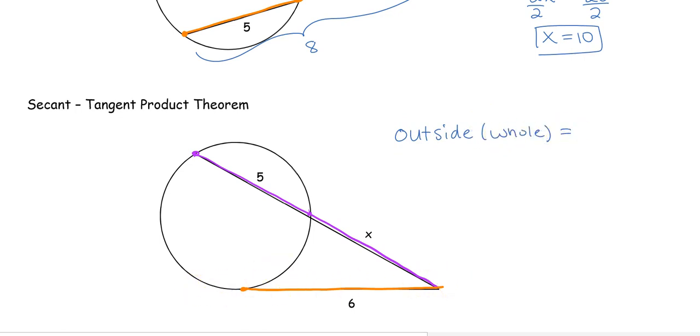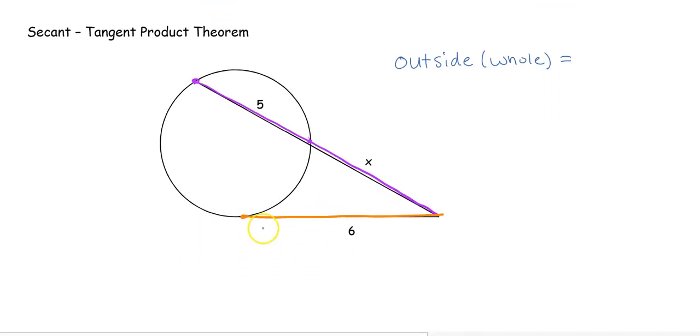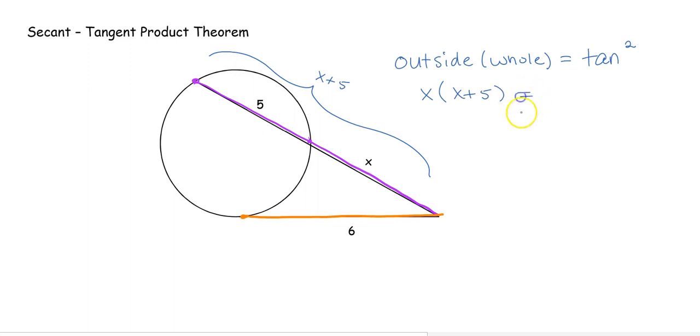Now we have a new segment here, which is the tangent. And what we're going to do is we're going to square the tangent piece. So if I look at the secant portion, it's the outside, which is x, times the whole piece. Remember, the whole is the combination of those two, so we're going to add them, which is going to be x plus 5. The tangent segment is given to us there at 6, and we're going to square that tangent piece. We distribute our x, so we've got x squared plus 5x is equal to 36.